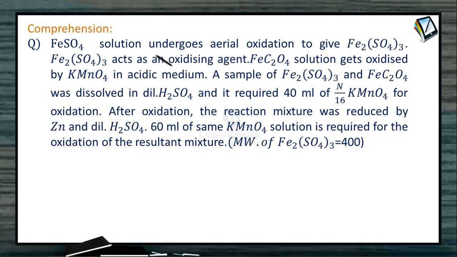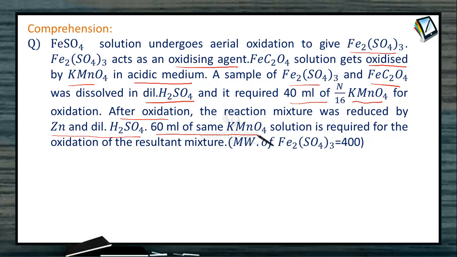Comprehension. Ferrous sulfate solution undergoes aerial oxidation to give ferric sulfate, and ferric sulfate acts as an oxidizing agent. Ferrous oxalate solution gets oxidized by KMnO4 in acidic medium. A sample of ferric sulfate and ferrous oxalate was dissolved in dilute sulfuric acid, and it required 40 ml of N/16 KMnO4 for oxidation. After oxidation, the reaction mixture was reduced by zinc and dilute sulfuric acid.